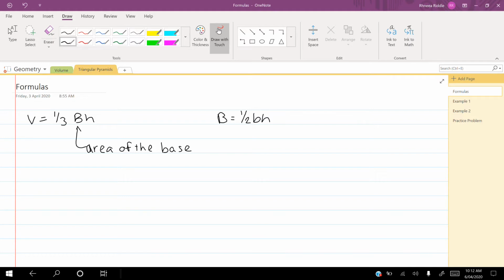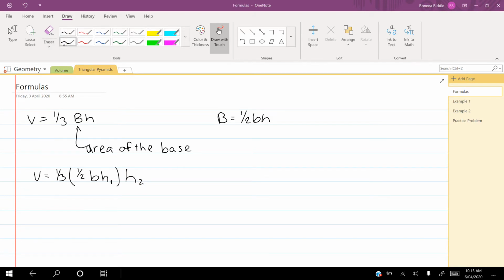So we can either keep these separate and just plug B in after we find the base, or we can combine them. And by doing that, we get V equals 1/3 times 1/2 base height 1. This is the height of the base. Times height 2. This is the height of the entire triangular pyramid.